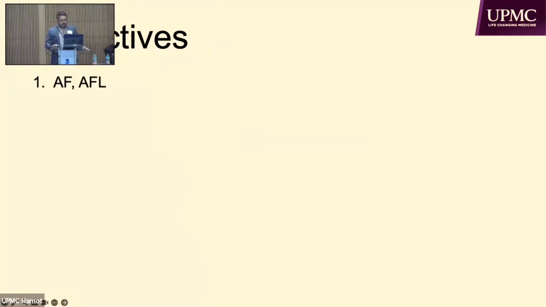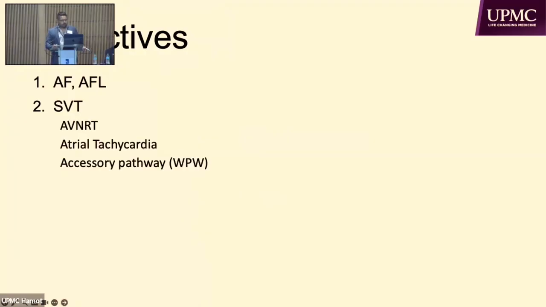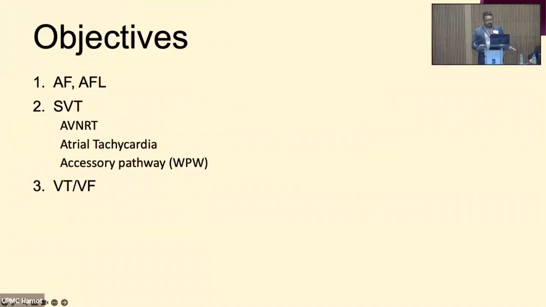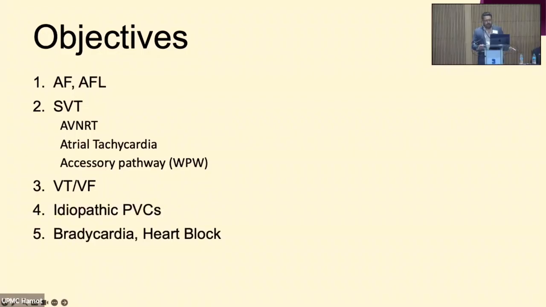So my objectives today. I don't know why I picked 5 arrhythmias as I was finishing my slide deck at 11 o'clock last night, but we're going to cover atrial fibrillation and flutter. We're going to blow through that because we just did that last year. We're going to cover SVT, different types of SVTs. We're going to cover VT/VF, ventricular tachycardia, ventricular fibrillation, idiopathic PVCs, and then bradycardia and heart block. So it's pretty dense, but let's see if we can try to make sense of these things.